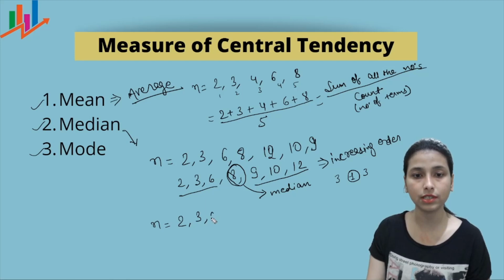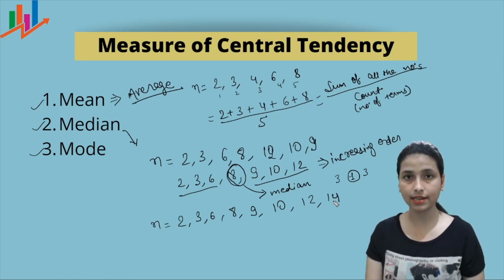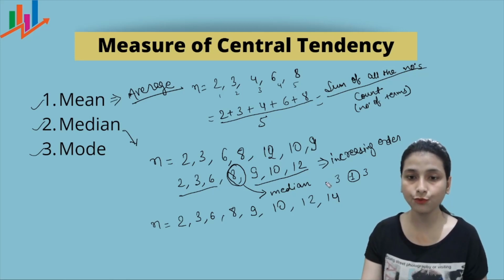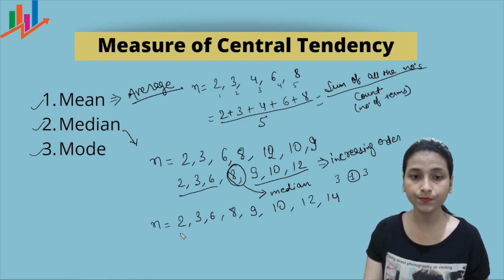Let's say 2, 3, 6, 8, 9, 10, 12, and let's say I have one more data point in this data set, that is 40. Now I have a total of 8 terms. If I have to take out the median, so what will I do? Let's say I take this side 4 and this side 4.